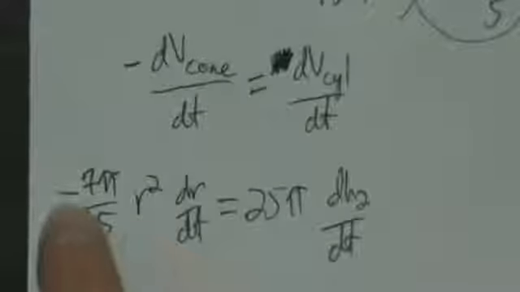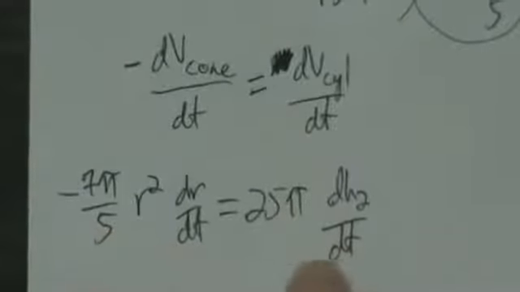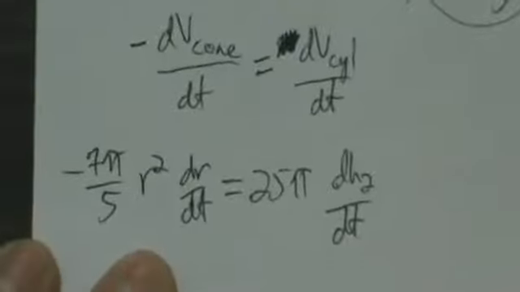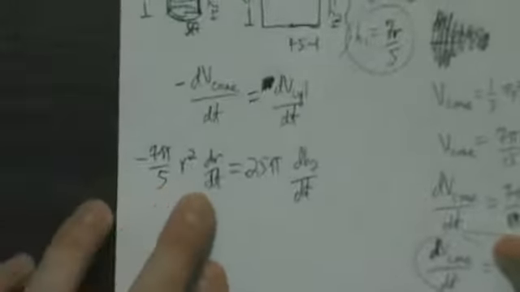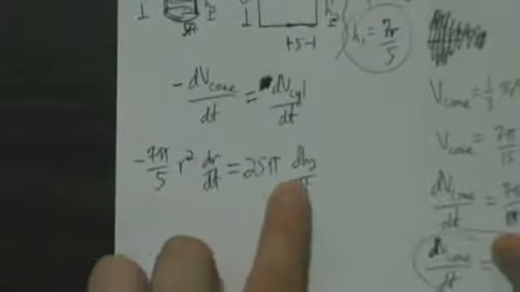Okay, so again, negative dV cone/dt, that's negative this stuff over here, equals dV cylinder/dt, which is all this stuff over here. So this is much better for us because now, look what we have. Negative 7π/5 r² dr/dt equals 25π dh2/dt. We want dh2/dt, and we know what dr/dt is, we're given that. But what's r? We don't know what r is.